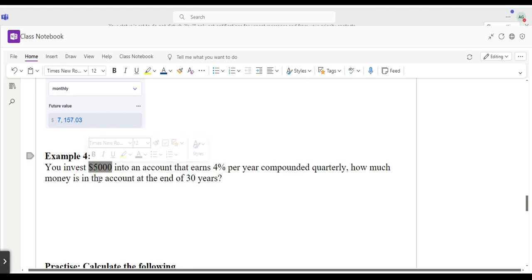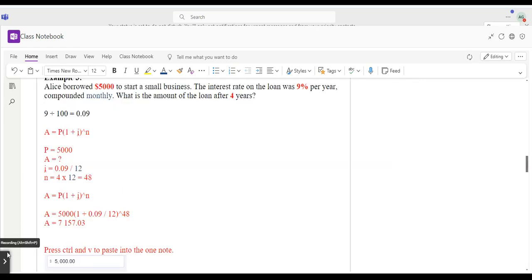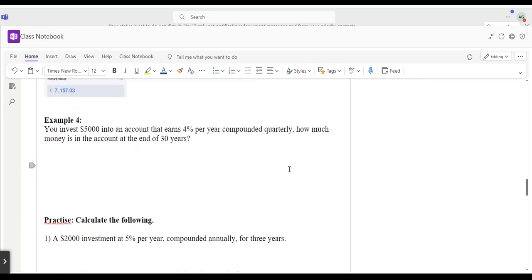You invest $5,000 into an account that earns 4% per year, compounded quarterly. How much money is in the account at the end of 30 years? So go ahead and try this one out now, and we will take this up in a couple of minutes to see how you did. Okay, let's see how you did.